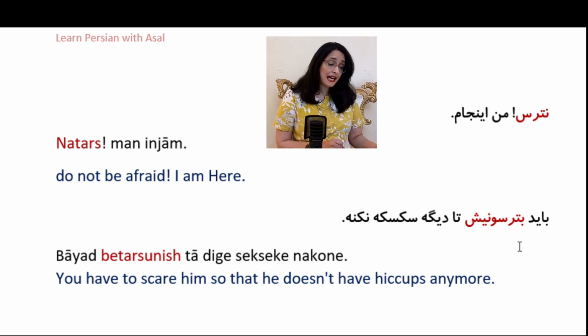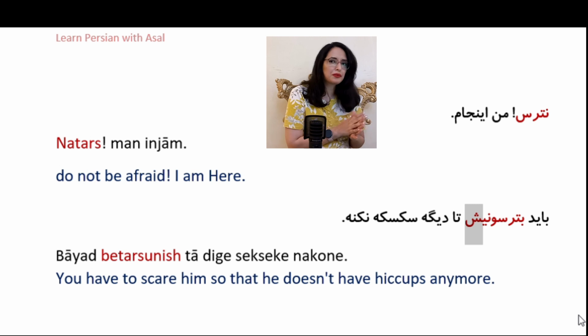باید بترسونیش تا دیگه سکسکه نکنه. The ـش refers to he or she in Persian, او. او را بترسونی. So باید بترسونیش تا دیگه سکسکه نکنه. Do you scare someone who has hiccups, or do something else? Give them some water, some food.